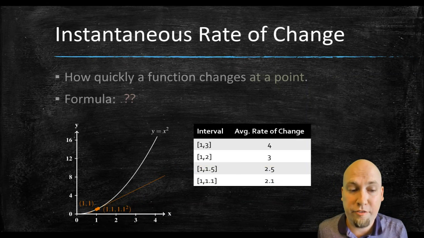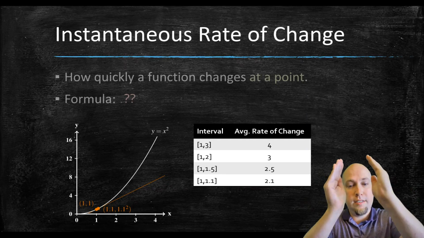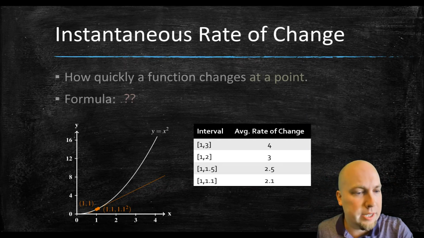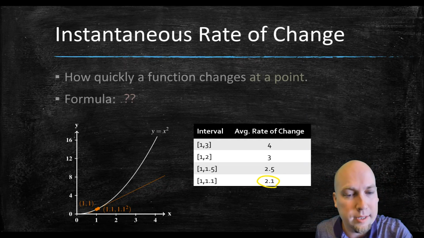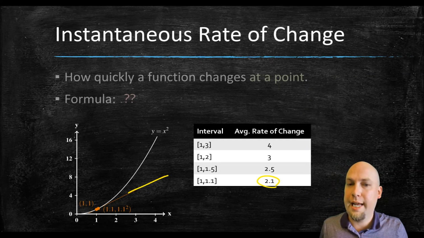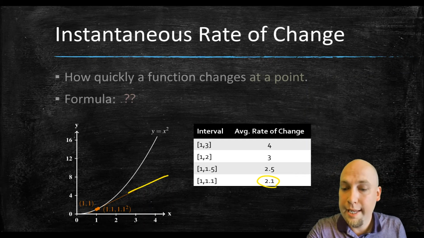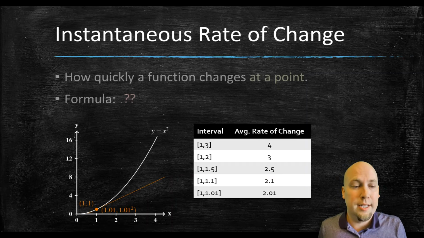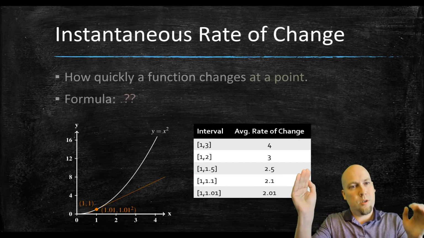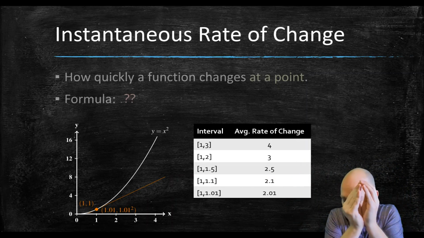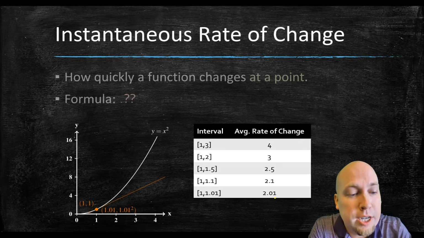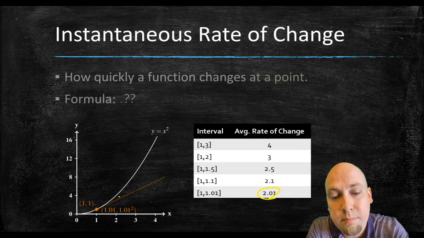If I go a little bit farther, now the interval is just from 1 to 1.1. Now the average rate of change is just 2.1. This line, again, it's got a little bit shallower. Now its slope is just 2.1. If I shrink down even more, so that my interval is just from 1 to 1.01 now, a very, very tiny interval, now the average rate of change is 2.01. That's the slope of this line over here.